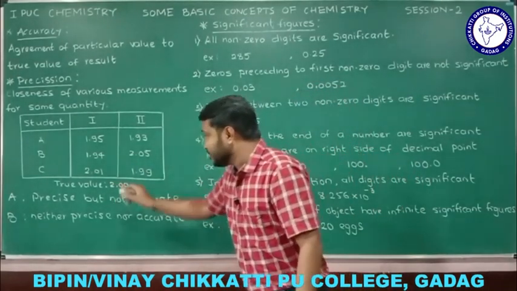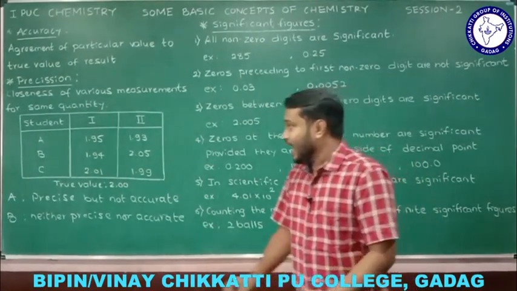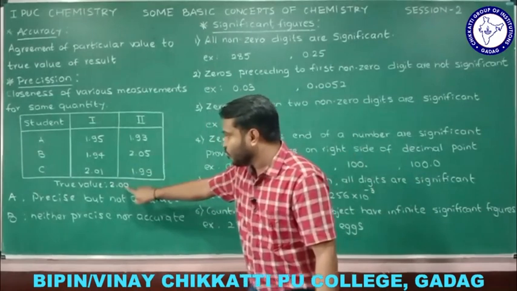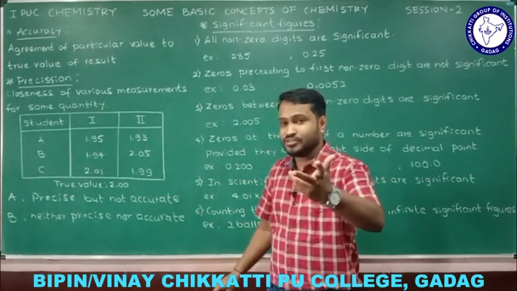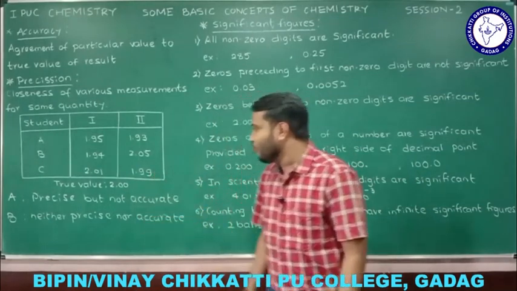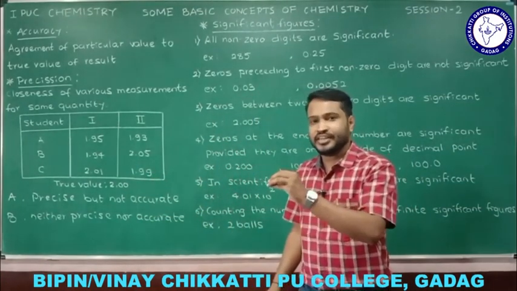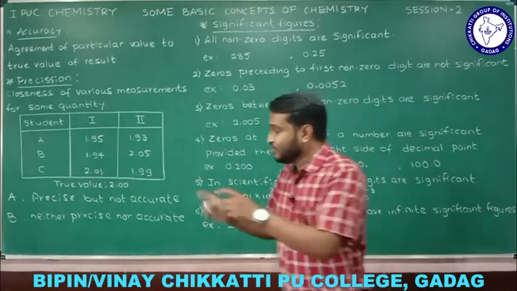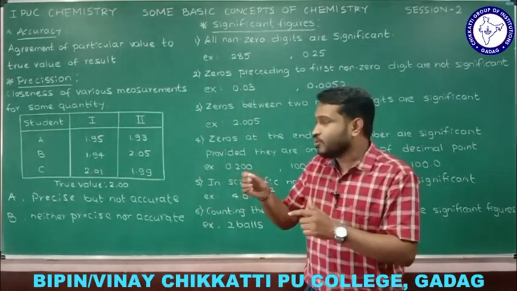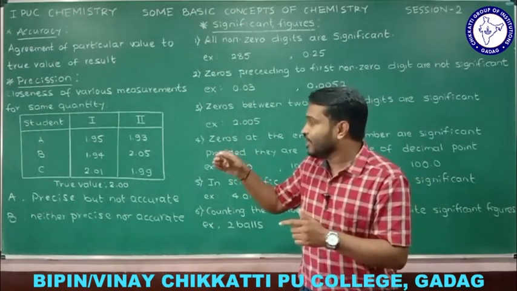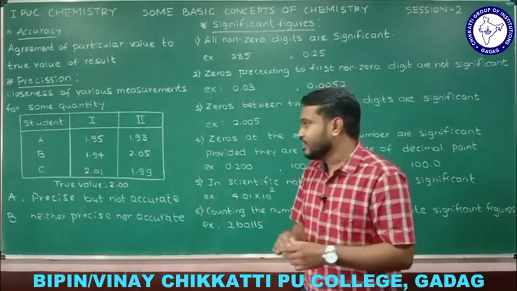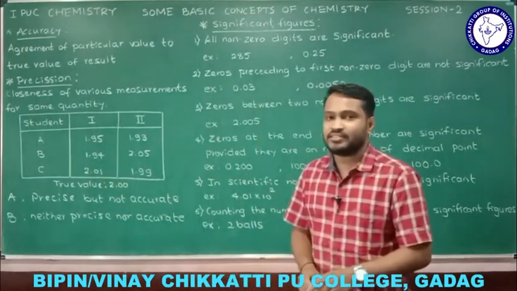So the true value is 2.0. In the first reading he is going to get 2.01, 2.01, 2.00, almost near to each other. And the second reading is 1.99 and 2.00, almost nearer to each other. So what I am going to say here is student C got the accuracy. Why did he get the accuracy? Because when you compare the particular value and the true value, they are in agreement or nearly equal to each other. Therefore student C is going to get the accuracy.